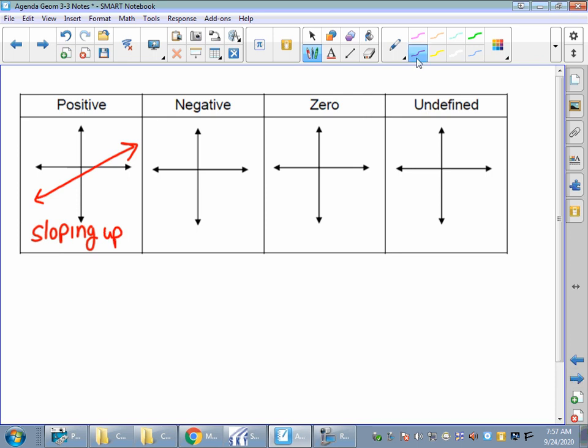Negative slopes. We are sloping downward. So something like this. We could make it as steep or not as steep. Sloping downward. So when you read left to right, it is going down. In a positive slope, your m value is positive. In a negative slope, you're going to have a negative m value.